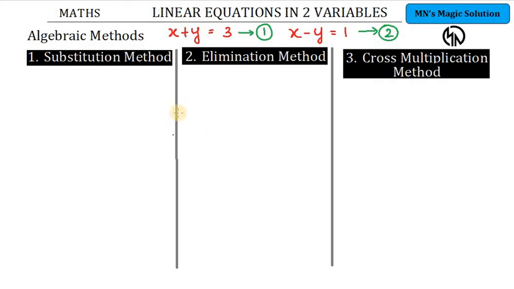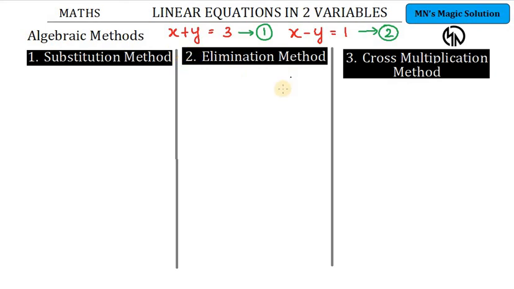Hi students, linear equation in two variables. So we have a linear equation x plus y is equal to 3 and x minus y is equal to 1. This represents one straight line and this again represents another straight line. If the two lines are intersecting lines, the solution is one single point x comma y.